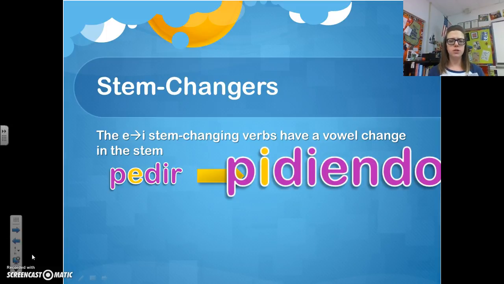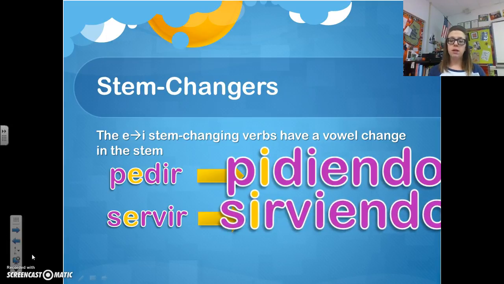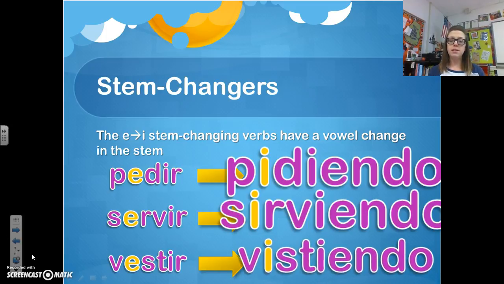So look, we just changed the E to an I just like we do if we're conjugating the verb in the boot. Okay, same thing for servir. Servir changes the E to an I and becomes sirviendo. And then vestir changes the E to an I and becomes vistiendo.